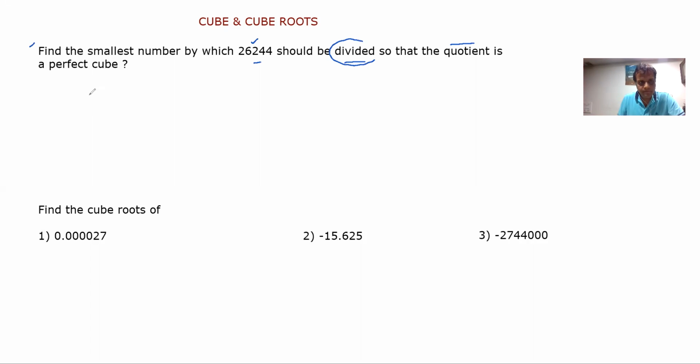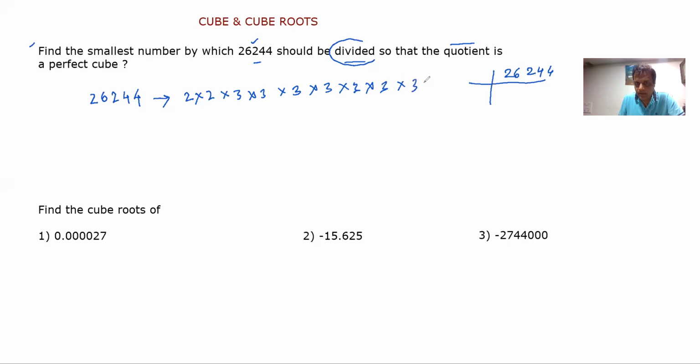How should we do that? First things first, write down the factors of this number 26244. This is how we start. I'll just write down the factors because I know you can find them. So the factors are 2 into 2 into 3 into 3 into 3 into 3 into 3 into 3 into 3 into 3. If you multiply all the numbers, you get 26244.